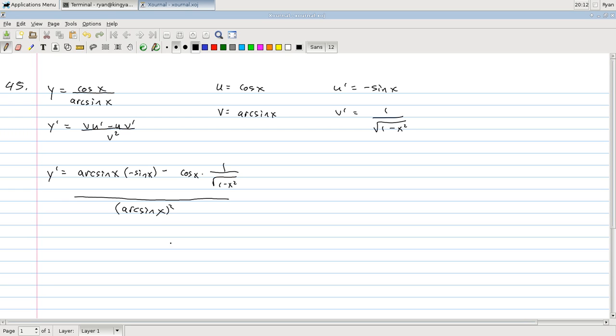squared. Now on here we have a fraction within a fraction, so to simplify this, let's multiply everything by the common denominator. We're going to multiply by the square root of 1 minus x squared in both the numerator and denominator.